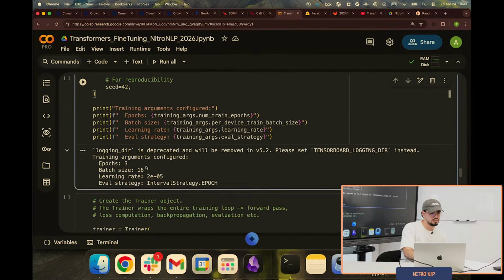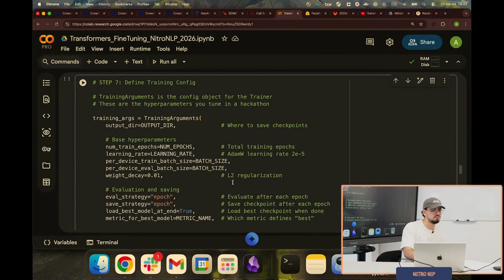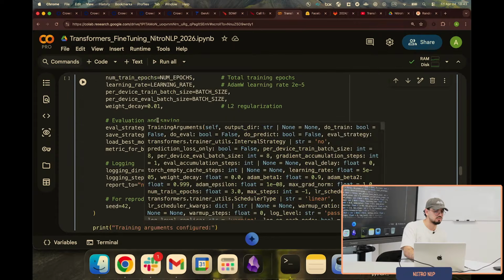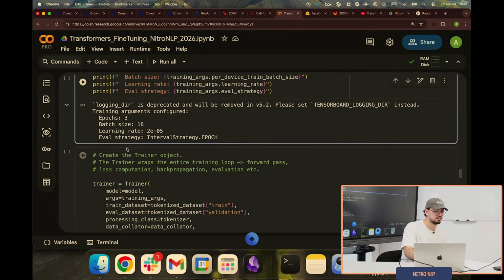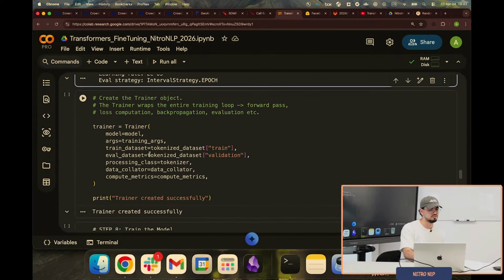All right, these are the parameters that we had. And then after we create the training arguments, we need to create the trainer object within the Hugging Face framework. This wraps the entire thing that we did until now: the training loop, the forward pass, the loss, the backpropagation, the eval, the save, everything.